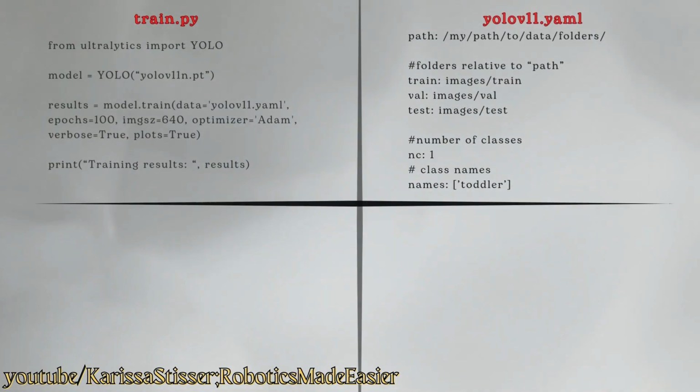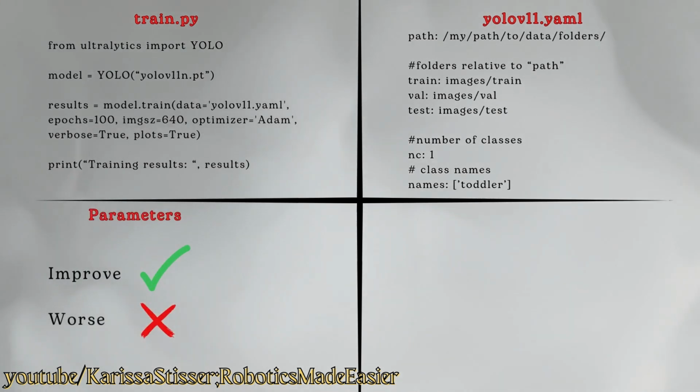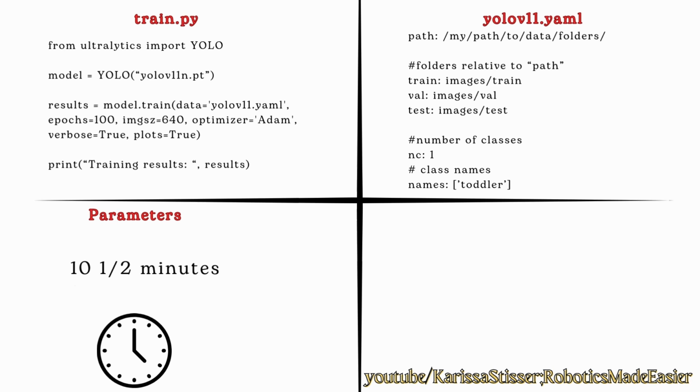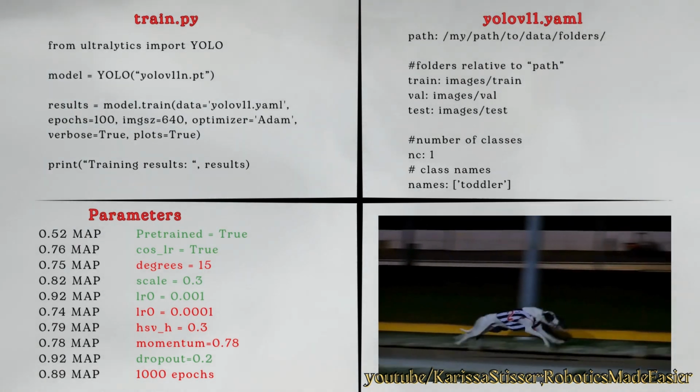YOLO 11 had the exact same code as YOLO 10 for its train and YAML files, except for changing out the 10 for 11. Again, we're going to keep the parameters that improve the mAP and get rid of what makes it worse. And it's worth noting it took about 10.5 minutes to train 100 epochs. So, pretrained equals true, kept it the same, but we're going to keep it. The cosine learning rate made it better.